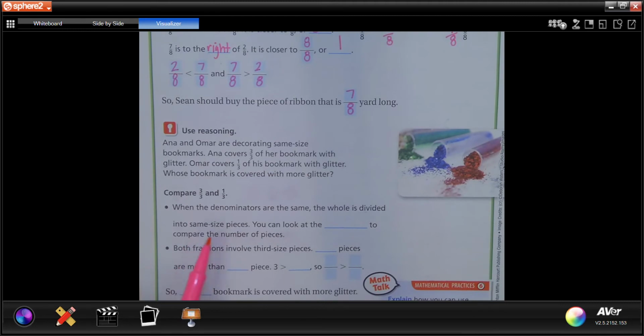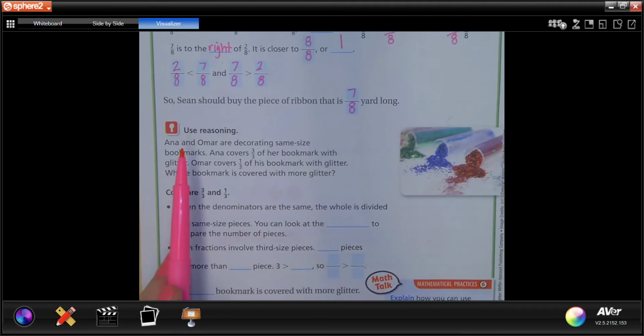Use reasoning. Anna and Omar are decorating same size bookmarks. Anna covers 3/3 of her bookmark with glitter. Omar covers 1/3 of his bookmark with glitter. Whose bookmark is covered with more glitter?